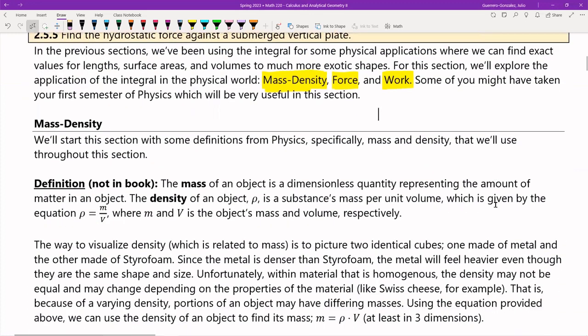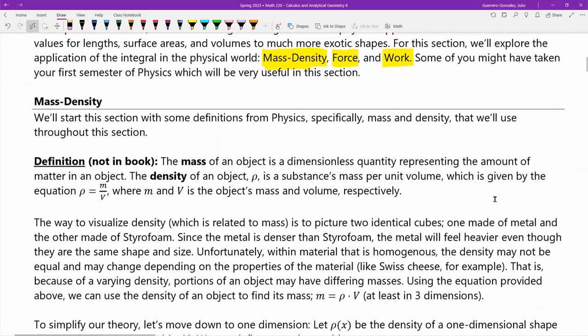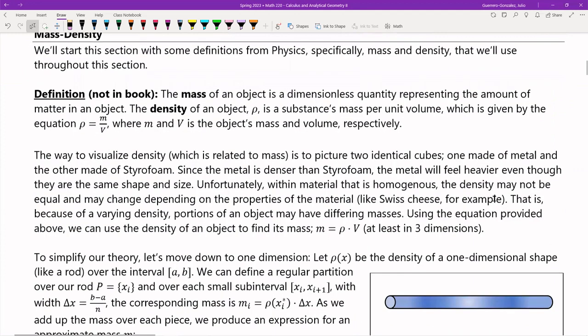Like I said, I'll provide a definition, at least for what we need, so we can run through the calculus with it. The definition I'm going to give right now is of mass and of density. The mass of an object is sort of a dimensionless quantity that represents the matter of an object, how much stuff is in an object. Don't confuse it with weight. Weight requires some sort of gravity applied to it. So this is just how much stuff is there.